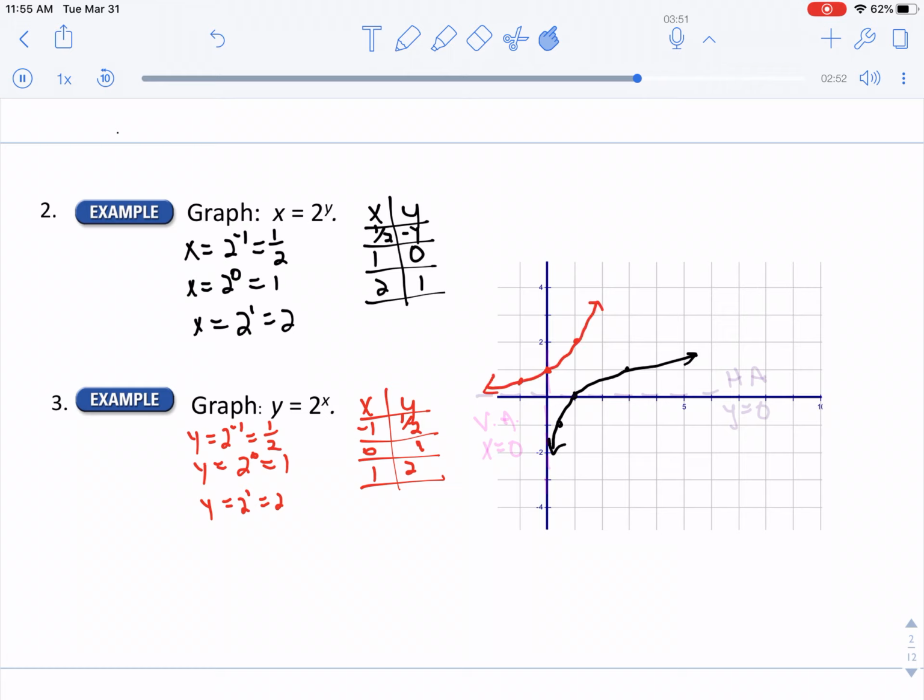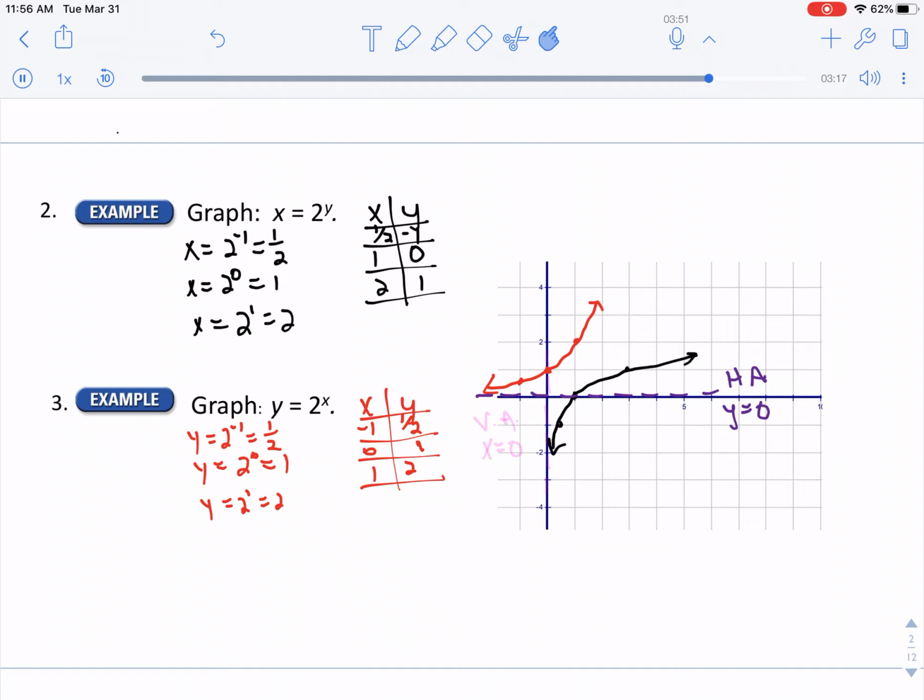Now notice on the exponential function, which is number 3, that you have a horizontal asymptote. I'm going to put that in a different color so that you can see it. That horizontal asymptote is the y equals 0 line, so that's right here. I said x; it's the y equals 0 line.